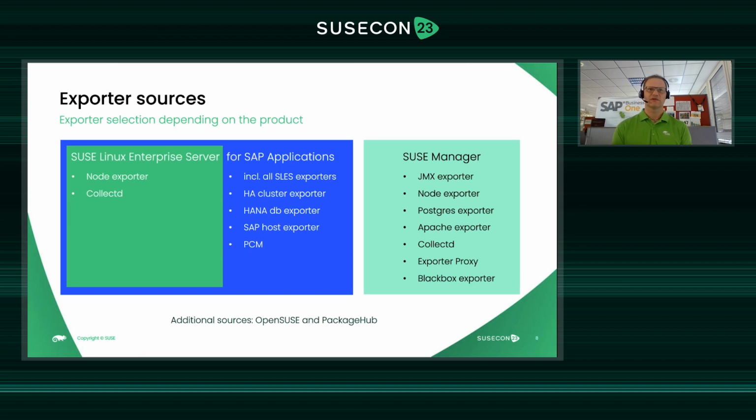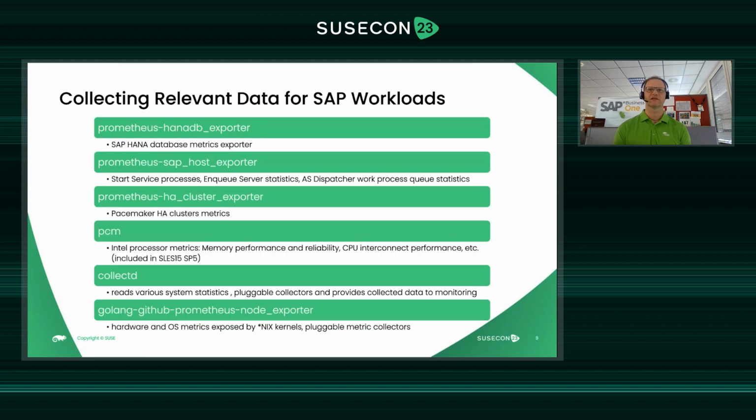There are additional exporters available. If you check out the openSUSE repositories or the PackageHub, you will find some more exporters. But the exporters which we ship with the products are fully supported and fully maintained, and the exporters from the openSUSE and the PackageHub repositories have no L3 level support, so to say. So no SLA. That's what I would like to say.